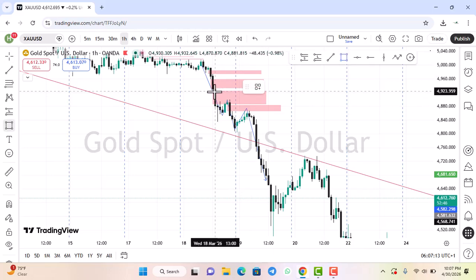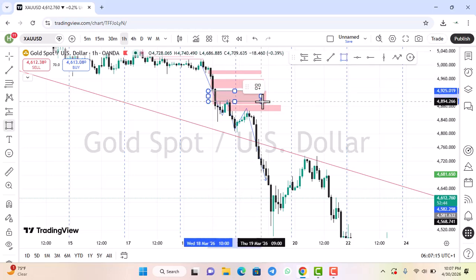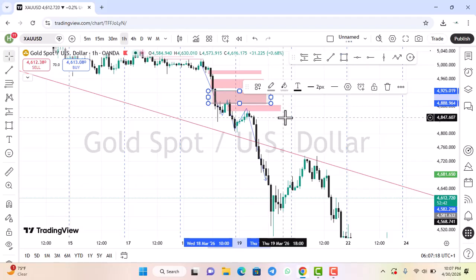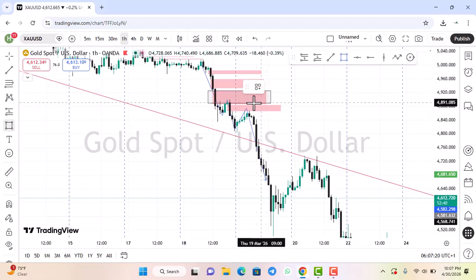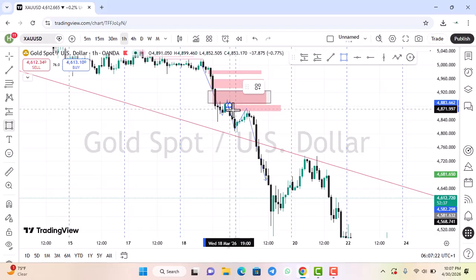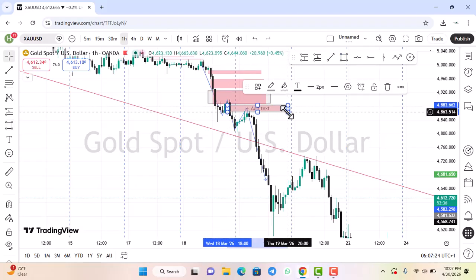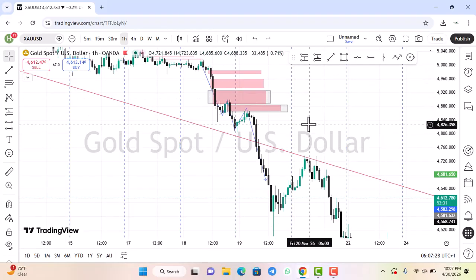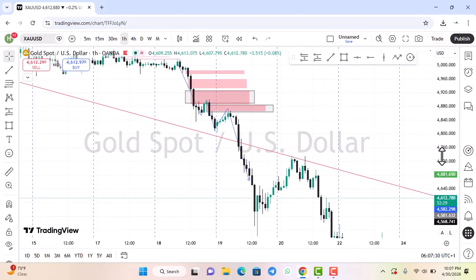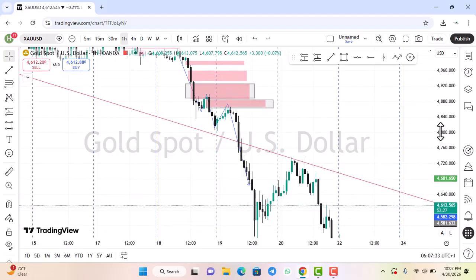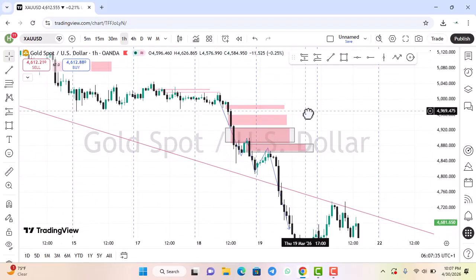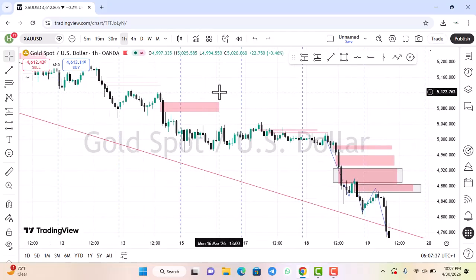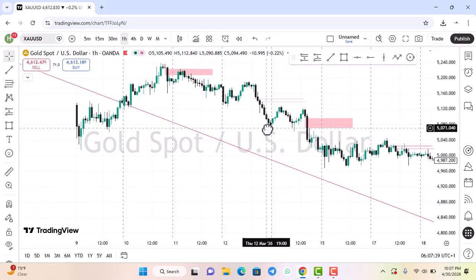Look at the fair value gap. This red shade is the fair value gap. Then look at the second one. This is the fair value gap. So if you don't know what a fair value gap is, please watch the previous video. I explained fair value gap in the last session, so that you understand it better. All right. So you can see how price.